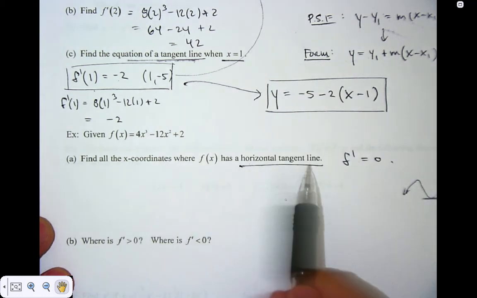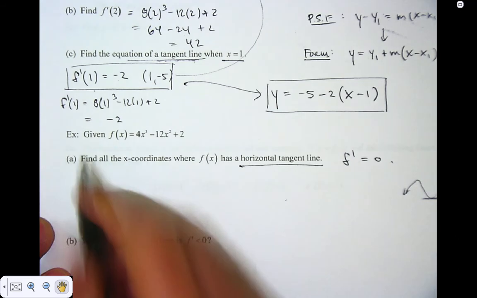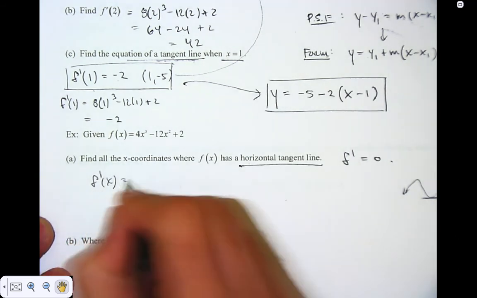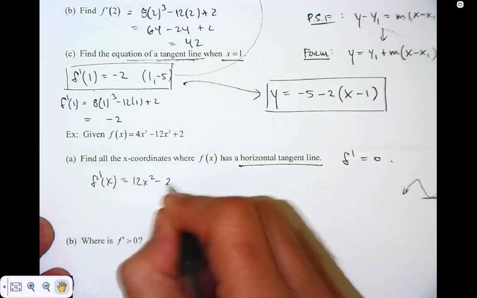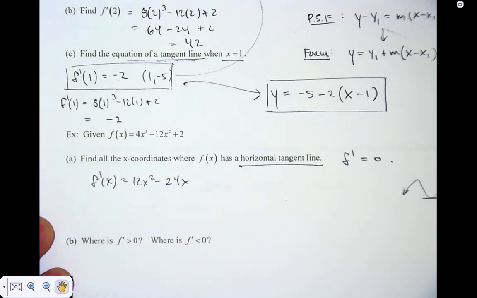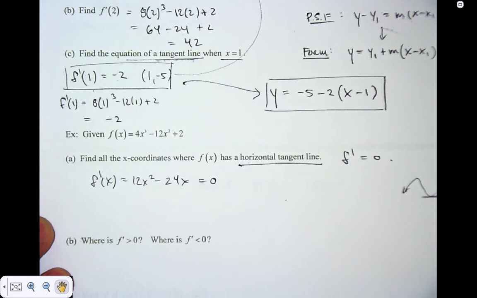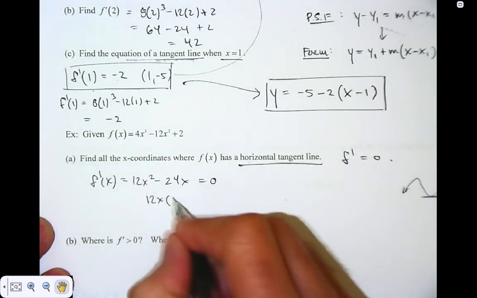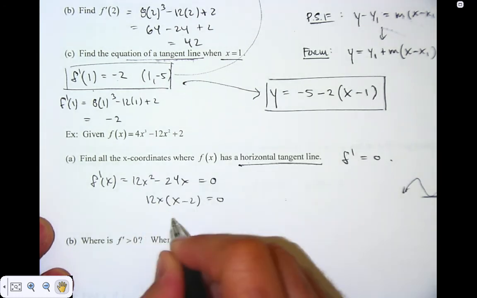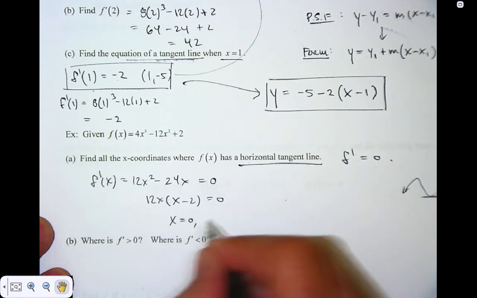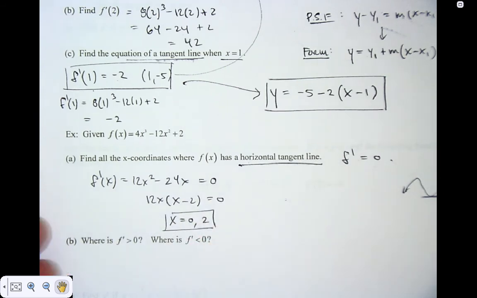So this is just code to go find f prime, and that's easy. F prime of x is equal to 12x squared minus 24x, and set it equal to 0 and find those x values. So we can take out our 12x times x minus 2. That happens at an x value of 0 and an x value of 2.